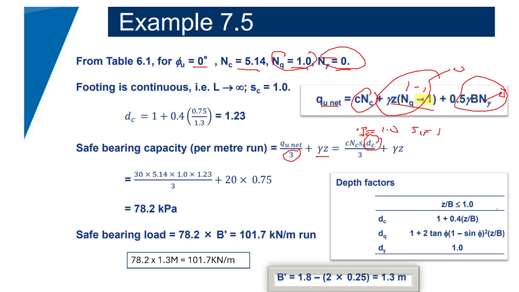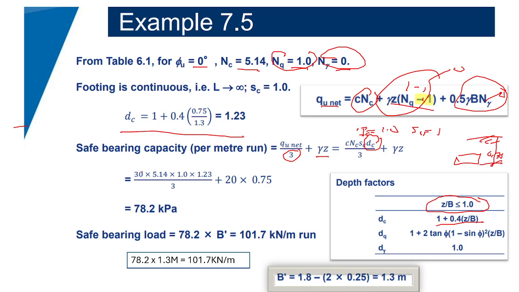You just have to satisfy in the Meyerhof formula this function. If Z over B is less than 1, take note that the ground up to the base of the footing is like 0.75. B is 1.8, so it's less than 1. So calculating Dc, we use this formula. That's why we have this. So it's 1.23.